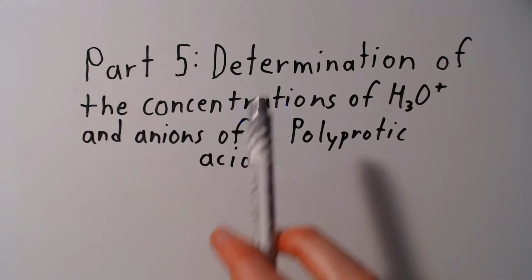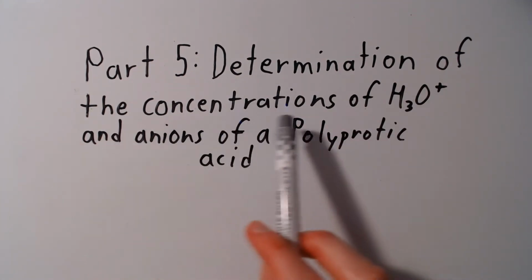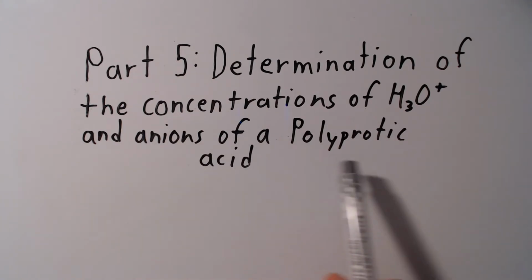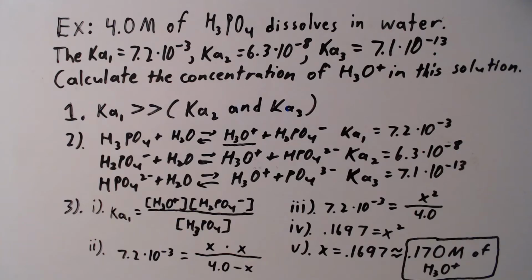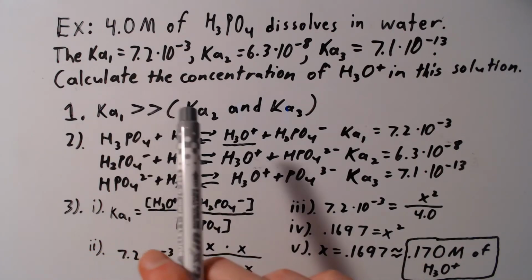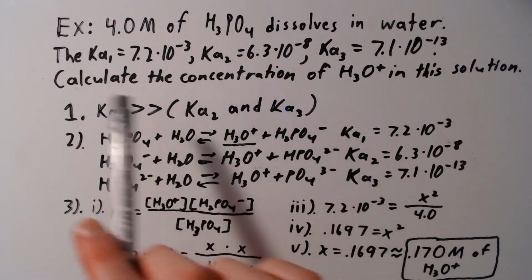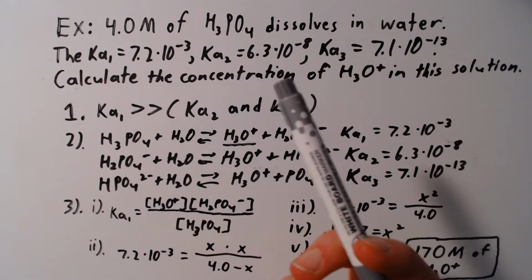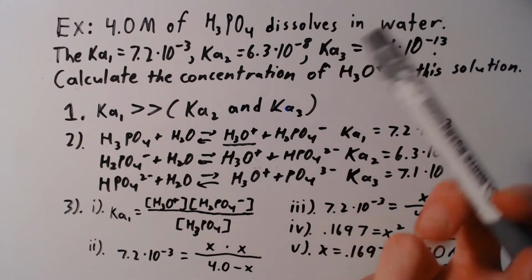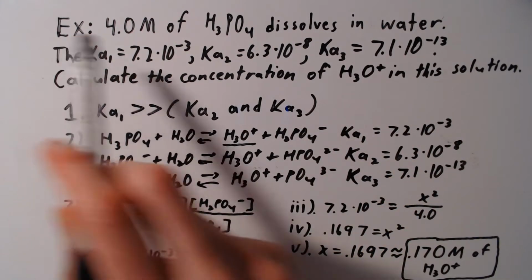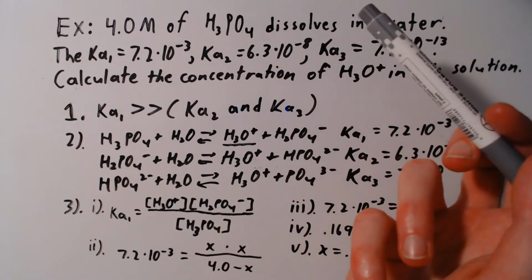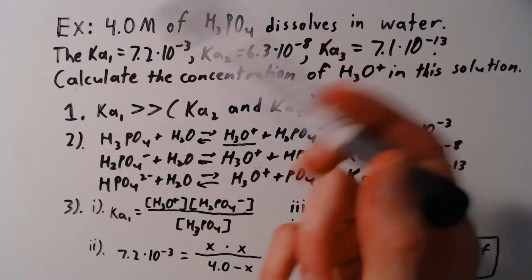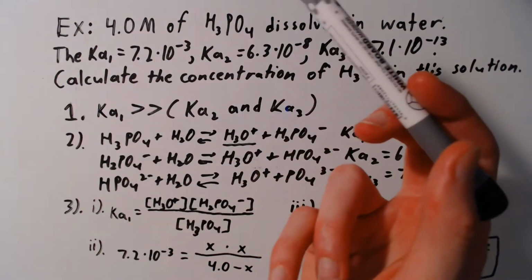Part 5. Determination of the concentrations of H3O+ and anions of a polyprotic acid. So let's say that we would like to determine the concentration of H3O+ ions that a polyprotic acid produces. So how would we be able to do that? Well, here I'll show you an example problem to show you how we can determine the concentration of H3O+ ions that a polyprotic acid produces when it is dissolved in water.